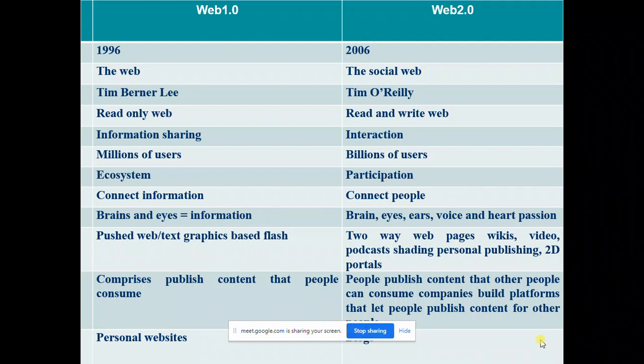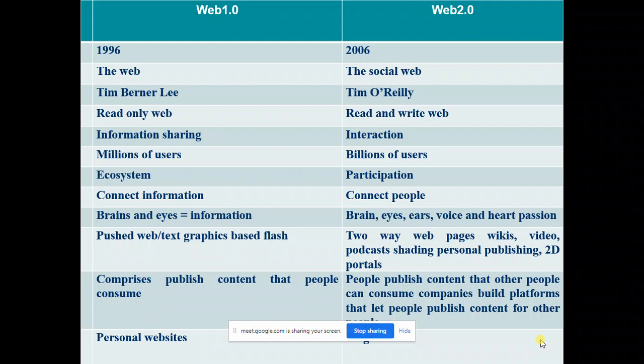To understand clearly the difference between 1.0 and 2.0, you can understand this from the table. 1996 was the year Web 1.0 was created and 2006 is Web 2.0. Web 1.0 was known as the Web, and Web 2.0 is known as the Social Web. Tim Berners-Lee created Web 1.0 and Tim O'Reilly Web 2.0. This is useful for the purpose of your BLIS exam as well as for competitions. Web 1.0 is for information sharing and 2.0 is for interaction. Similarly, 1.0 is for millions of users and this one is for billions.